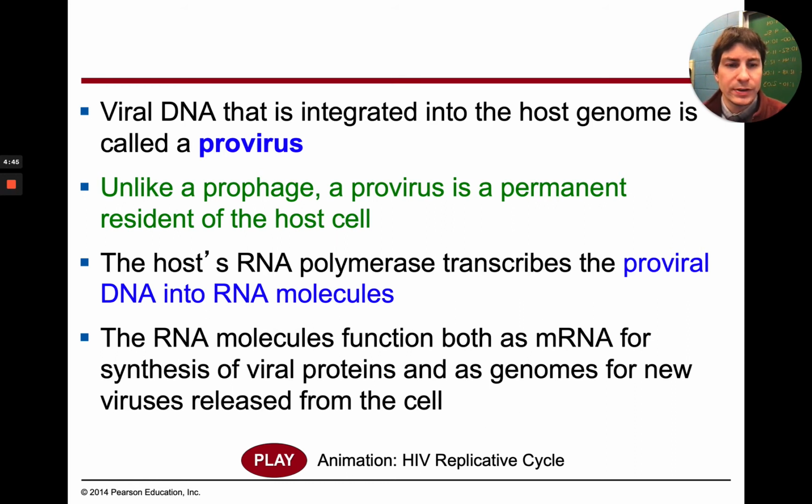So moving on, the thing that really stinks about RNA viruses is when we are dealing with an RNA virus, they are going to have higher mutation rates compared to a DNA virus.